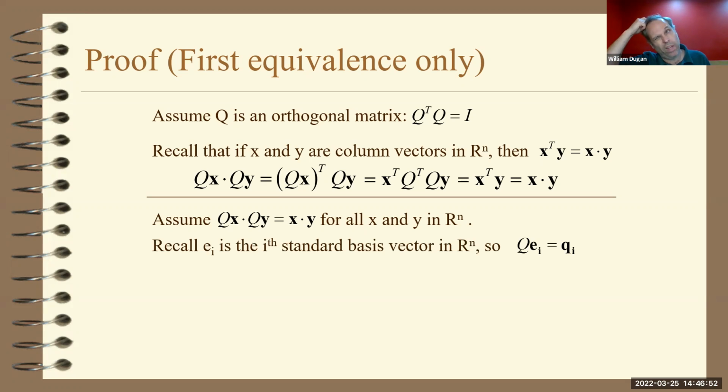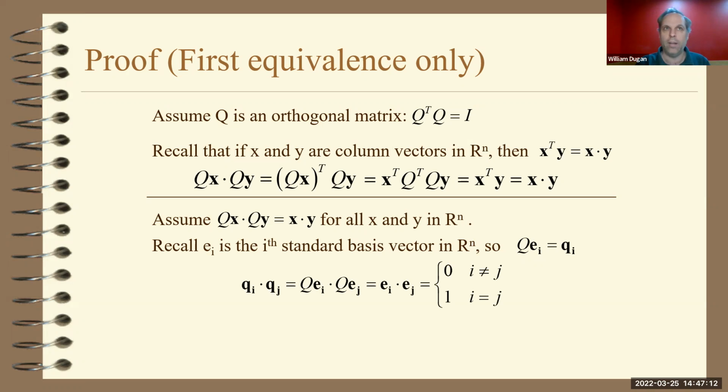So notice, though, that if you take the ith standard vector, so that's E1, E2, and multiply it on the left by Q, you have to get the columns of Q. So that's Q1, Q2, and so on. Now take two columns of Q, Qi and Qj, and take their dot product. Well, Qi dotted with Qj is the matrix Q times Ei dotted with the matrix Q multiplied to Ej. But I just said to you that whenever you have a dot product of two vectors where there's Q in front of them, the dot product doesn't change. So that dot product is the same as Ei dotted with Ej.